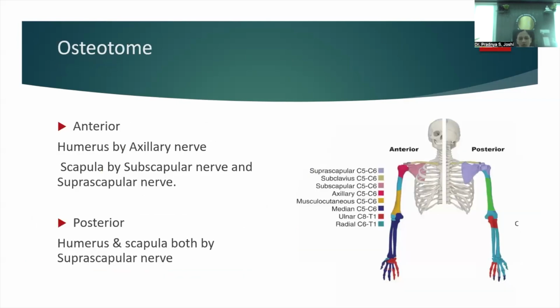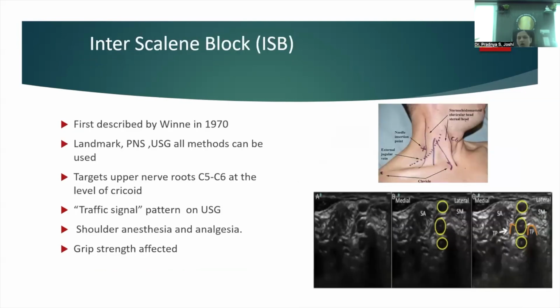Osteotome, again, involves the three bones: humerus, scapula and clavicle. All of these are supplied mainly by the suprascapular nerve, with some contribution from the subscapular and the axillary nerve. So let us see the blocks one by one.